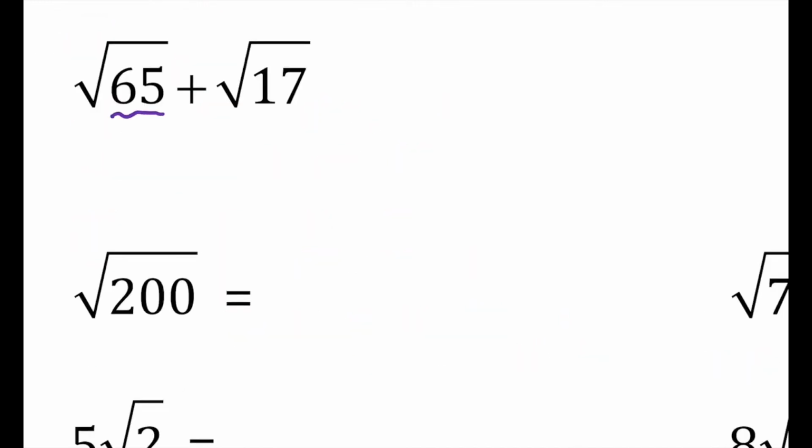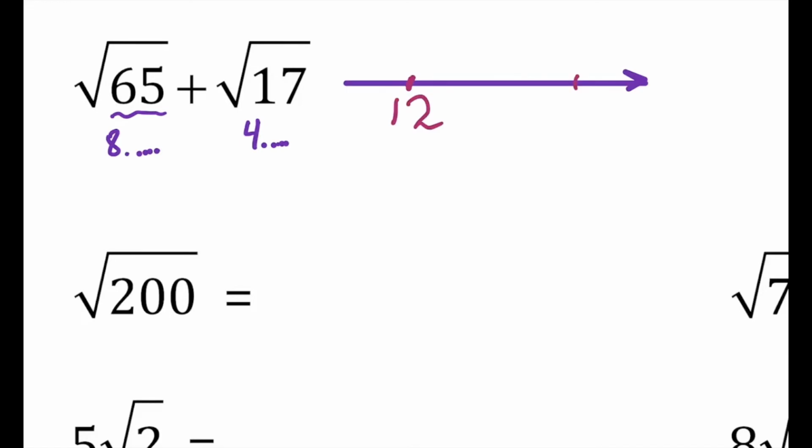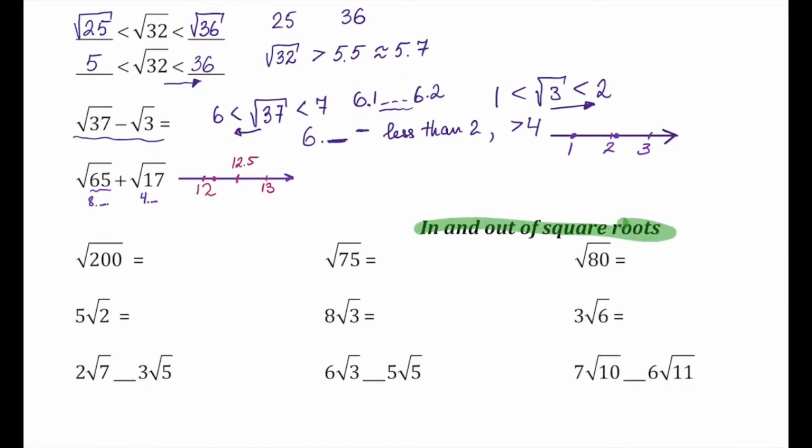Square root of 65 plus square root of 17. Again, let's guesstimate. This is pretty much 8 and some points. 17 is a little bit over 4. So it's going to be 4 and barely some points. Then on the number line, it should be somewhere between 12 and 13, not over 12 and a half. Somewhere here probably.